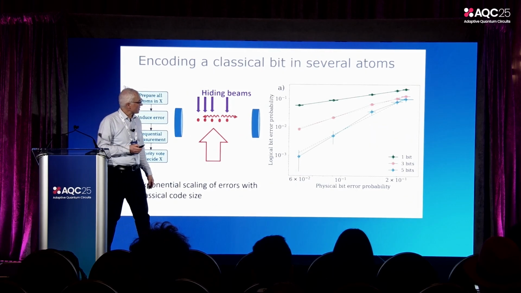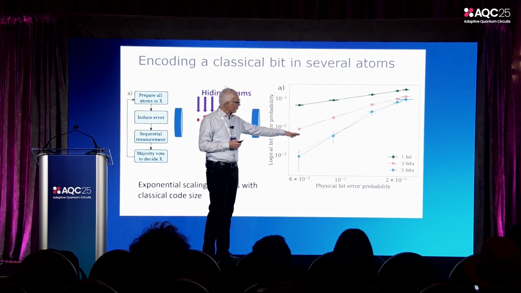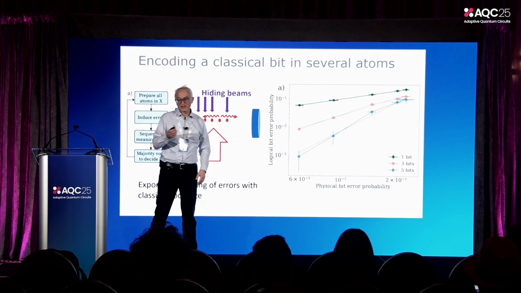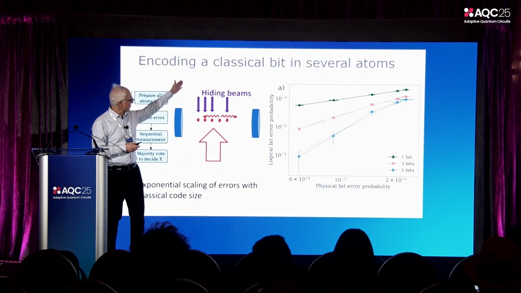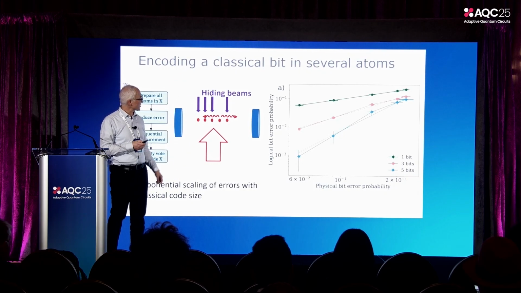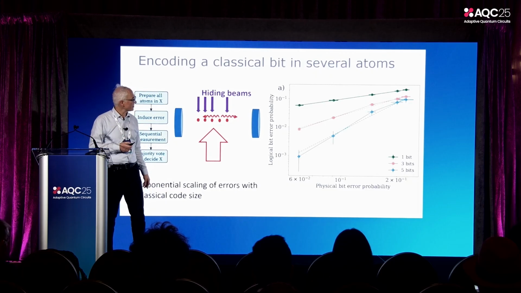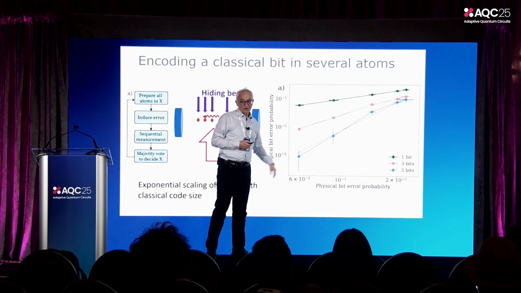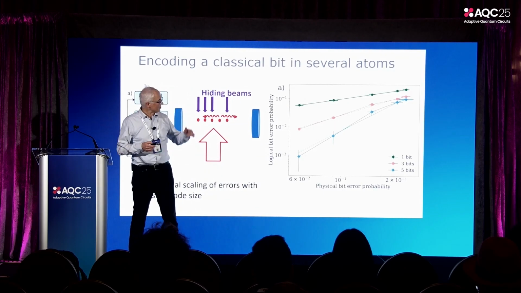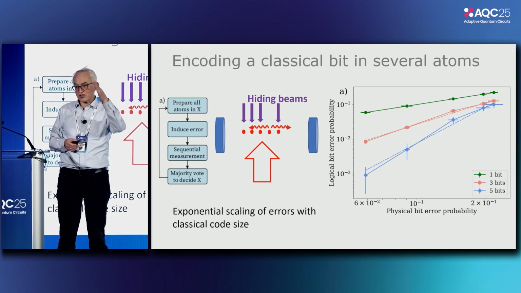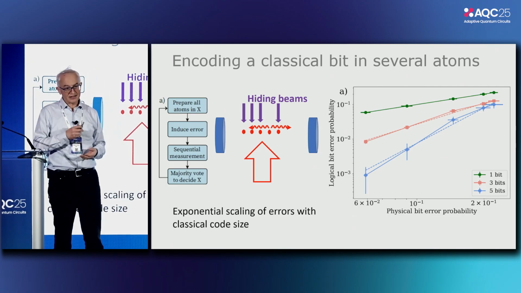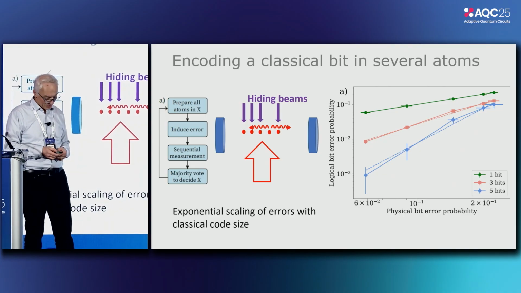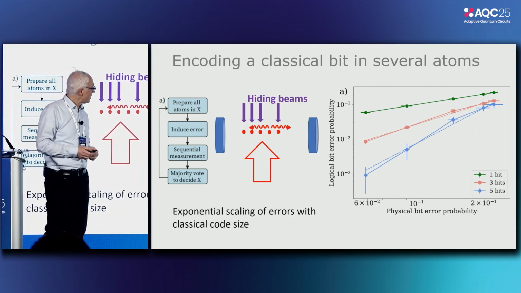And in this case, I show you the memory with 1 bit, 3 bits, and 5 bits. On the horizontal axis is the physical bit error probability, and on the vertical axis, both on exponential scales, is the logical bit error probability. If we have just 1 bit, then the physical and the logical bit error probability are the same, but as you go to 3 bits or 5 bits, you see an improvement. Basically, errors get exponentially suppressed with the physical bit error probability and the number of bits.